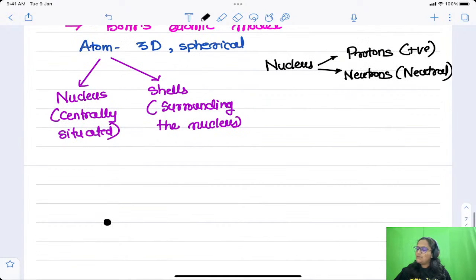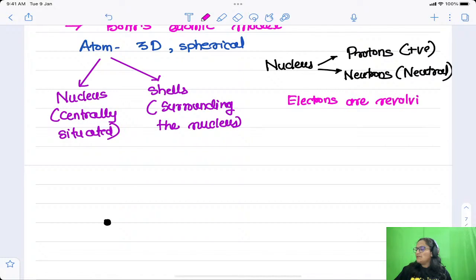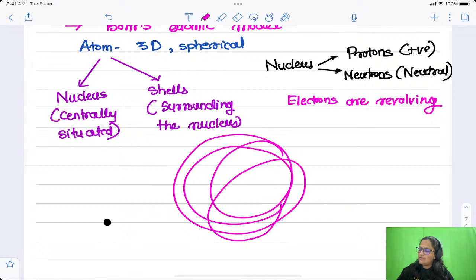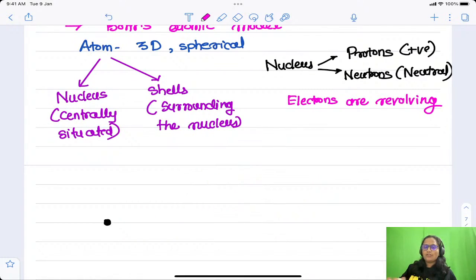Now surrounding these protons and neutrons, that is the nucleus, the electrons are revolving. I hope you understand the meaning of revolving. Revolving in circular motion, like this, around that sphere. Just like the earth is revolving around the sun, and the moon is revolving around the earth, right? So this is called revolving.